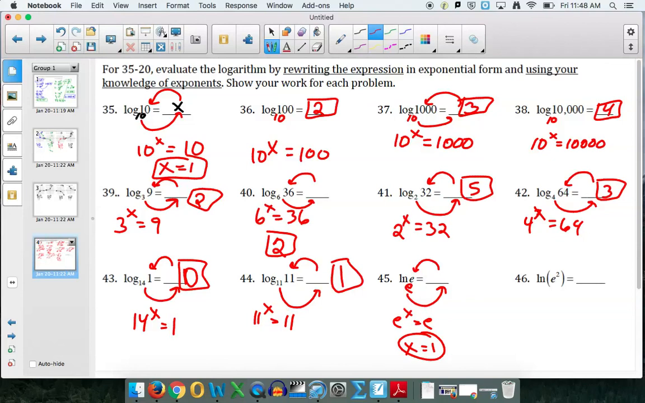It just cancels out. I think like number 44, log base 11 of 11, you had a similar one like that earlier in the review packet, where you had a log base 4 of 4 on the expanding and condensing stuff. Make sure you can simplify those. Log base 4 of 4 you should be able to do. It's just 1. And then 46, the natural log of e squared. So we get e to what power is e squared? And just by looking at that equation, we should be able to see that we get x equals 2.